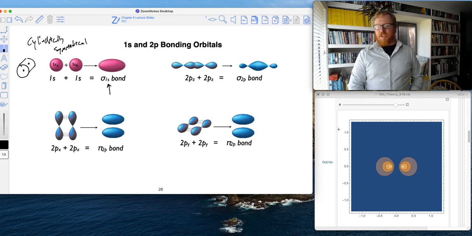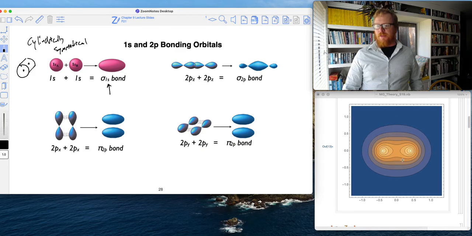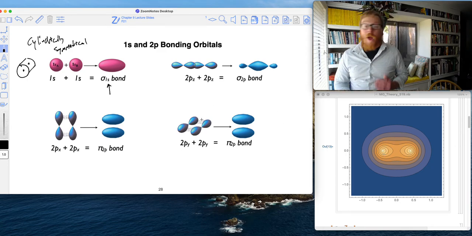And so we can see that. I showed you guys that right here, okay? There's our sigma 1s bond. So I can make a sigma bond in another way.